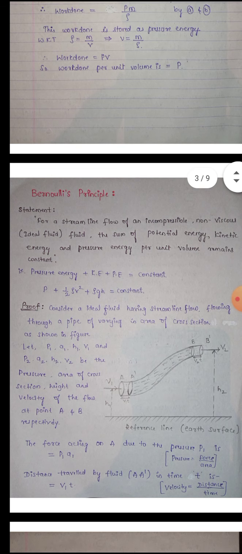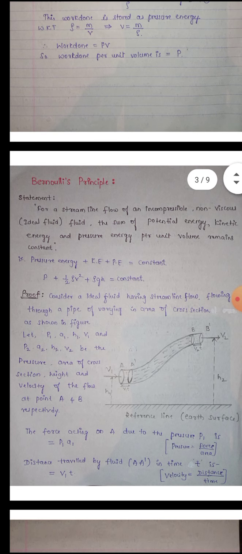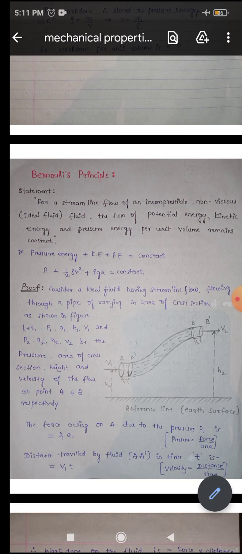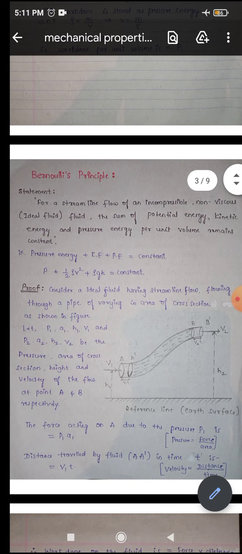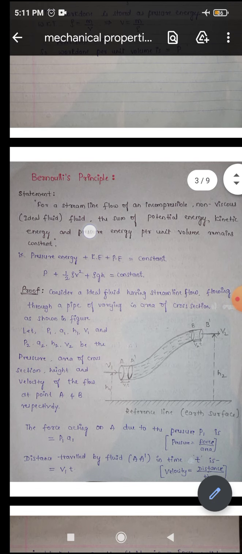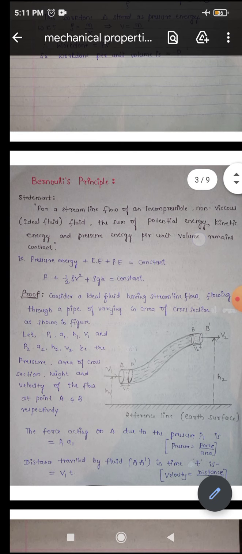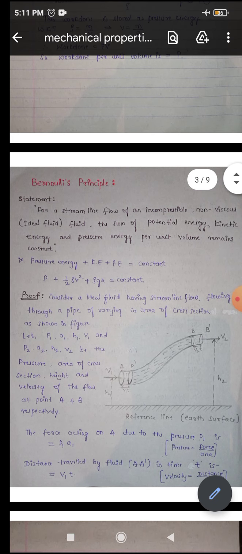The next concept is Bernoulli's principle. Bernoulli's principle states that for a streamlined flow of an incompressible non-viscous fluid, the sum of the potential energy, kinetic energy and pressure energy per unit volume remains constant. This is the statement of Bernoulli's principle.